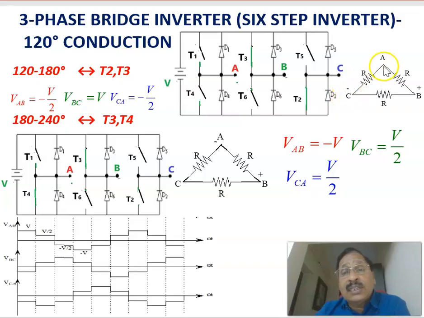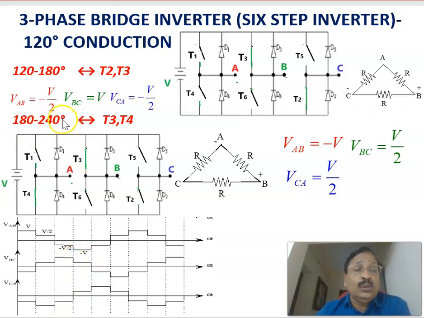The voltage of this one with respect to this one, therefore VAB, is equal to minus V by 2. VBC, the plus terminal and minus terminal, gives the full voltage V, so it is equal to plus V. And VCA is again equal to minus V by 2. Therefore that is plotted here for 120 to 180: VAB equal to minus V by 2, VBC equal to plus V, and VCA equal to minus V by 2.